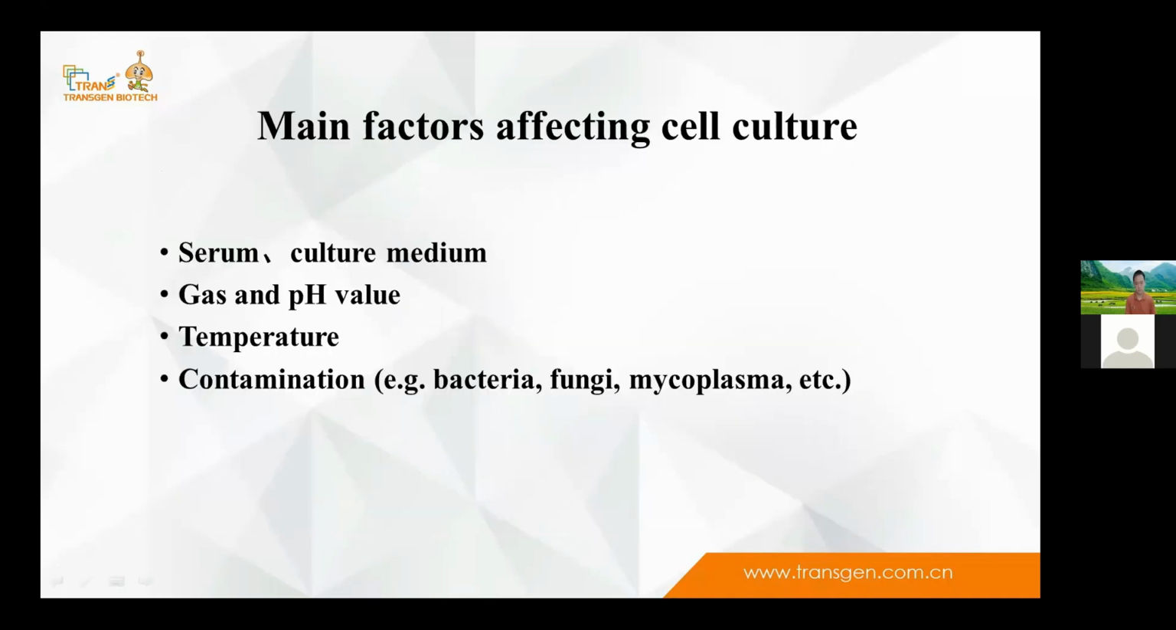The main factors affecting cell cultures are usually the serum and the culture medium, which are very important. If your cell culture is going badly, maybe you have to focus on the quality of the serum or cell culture medium. And the other factors are the gas and the pH value, the temperature and contamination, for example bacteria, fungus, and mycoplasma contamination.